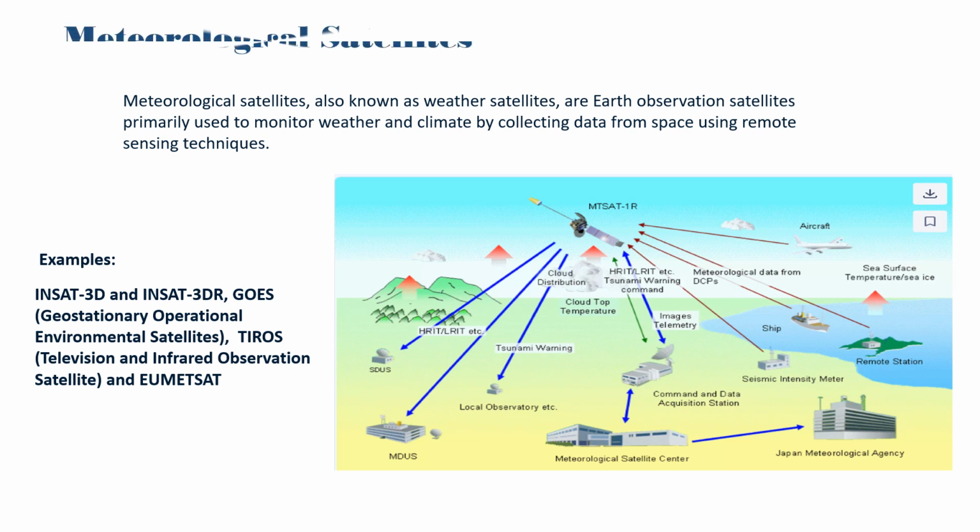Next one is meteorological satellites. Meteorological satellites, also known as weather satellites, are Earth observation satellites primarily used to monitor weather and climate by collecting data from space using remote sensing techniques. So there are some examples of meteorological satellites: INSAT 3D and INSAT 3DR, that is geostationary operational environmental satellites, and also television and infrared observation satellites, etc.